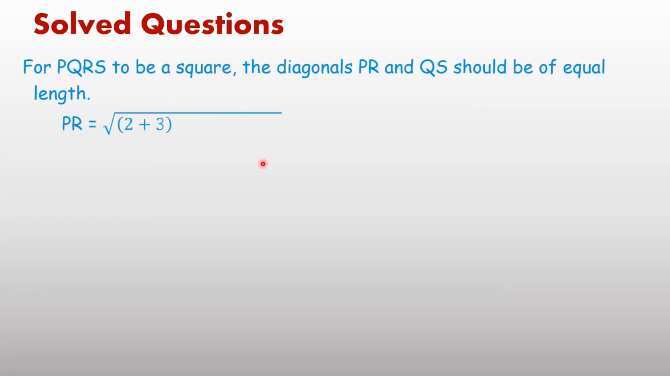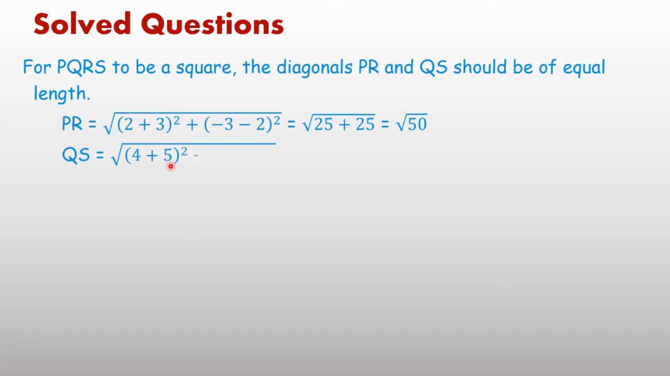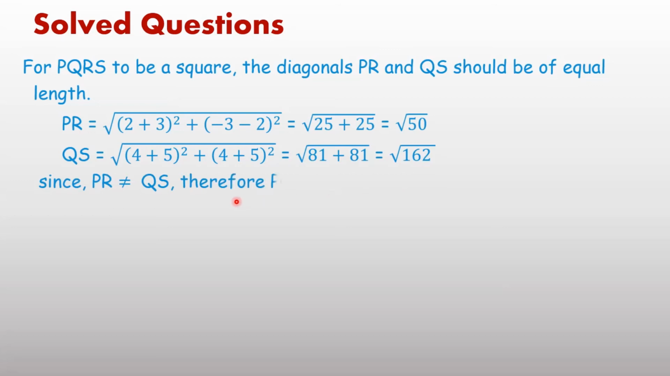Now, find out the length of the diagonals. Value of PR: (x2 minus x1) whole square plus (y2 minus y1) whole square equals under root 50. QS, again (x2 minus x1) whole square plus (y2 minus y1) whole square, after solving, root 162. And here, since the diagonals are not equal, therefore it is not a square.